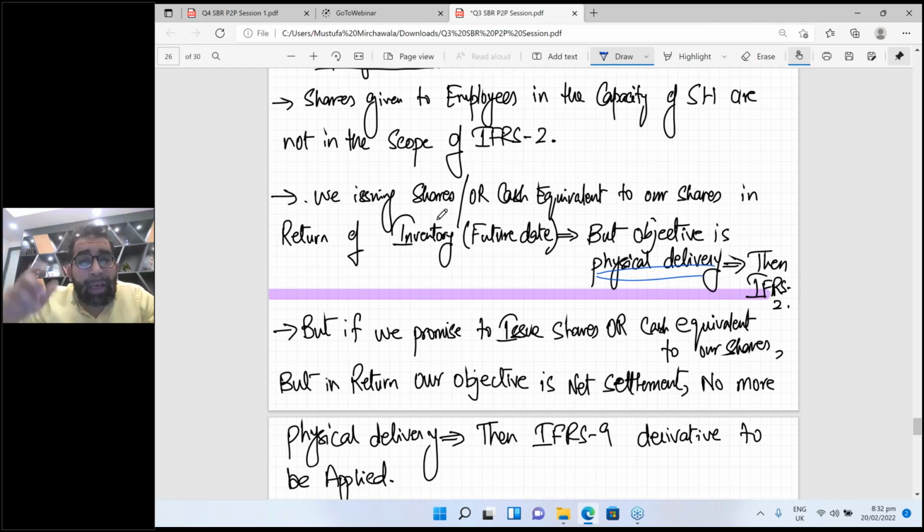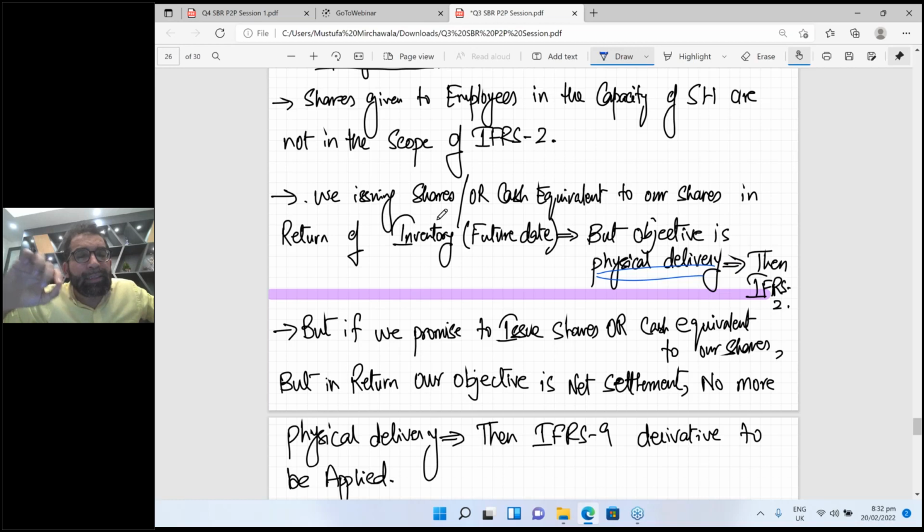Okay, but now my intention is not physical delivery. Now my intention is gambling, because why did I make this agreement? I'm waiting for the sugar price to increase.